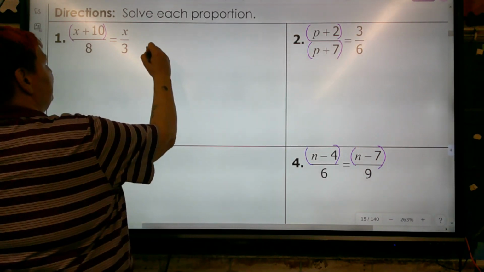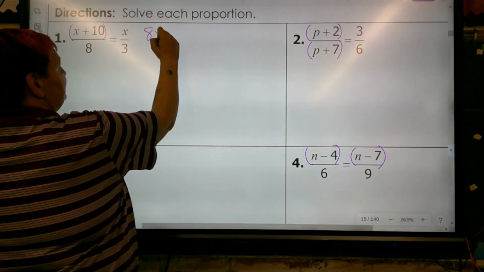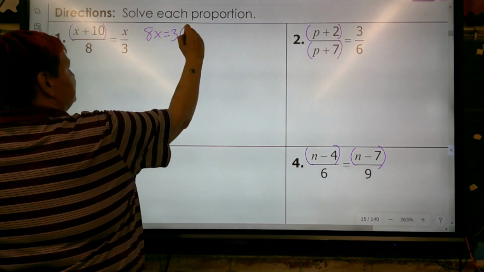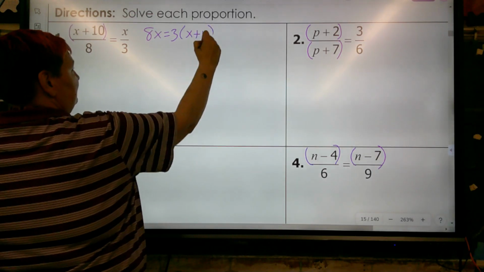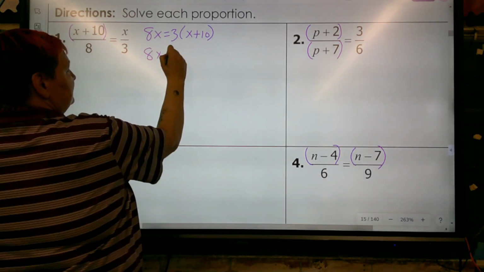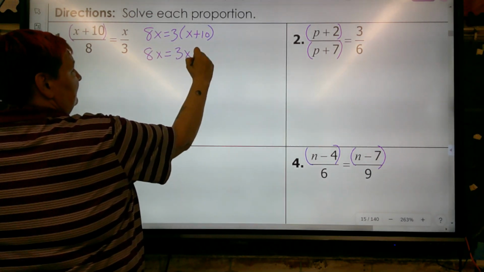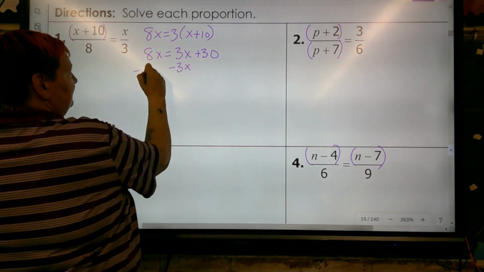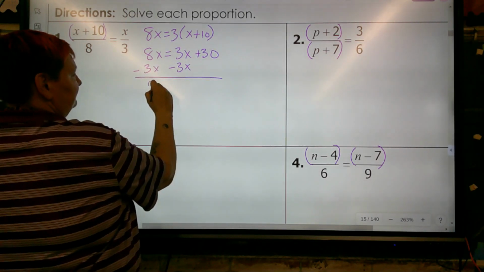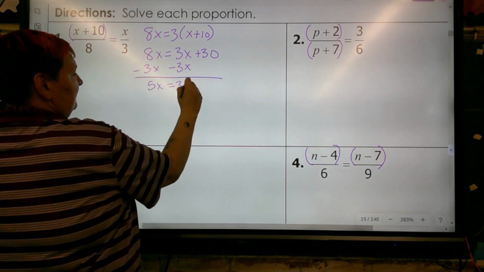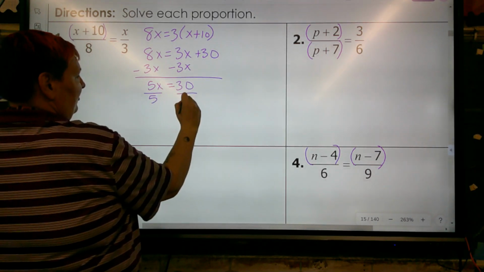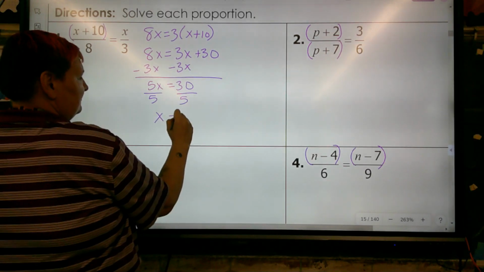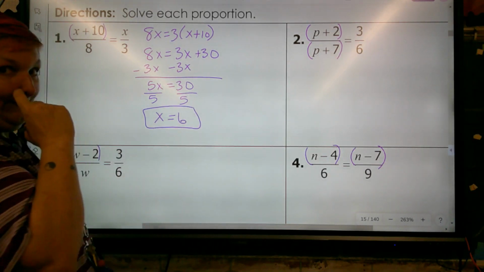Alright, cross multiply. 8x equals 3 times the group x plus 10. Distribute. Move your variable left. Divide by your coefficients. x equals 6.